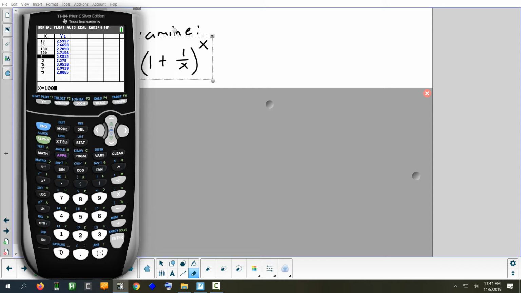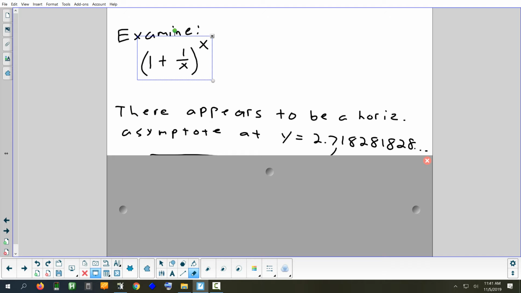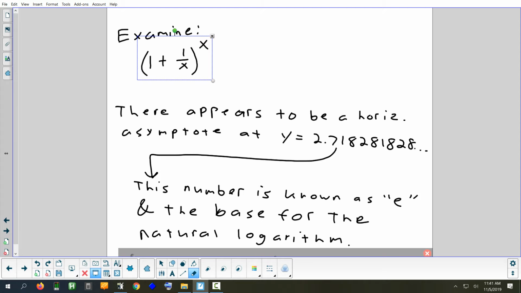Right? So what does it look like is happening? As x gets bigger and bigger, is the y value getting bigger and bigger? No, it's approaching something. Right? So look at the difference between 1,000 and 5,000. 2.7169, 2.718. That's a difference of 2 thousandths by changing your x value by 4,000. So it's getting closer and closer to this number 2.718. Okay, it's actually 2.718281828. It doesn't keep repeating 1828. I don't remember the next number, but it's not a 1. And this is a special number known as e.